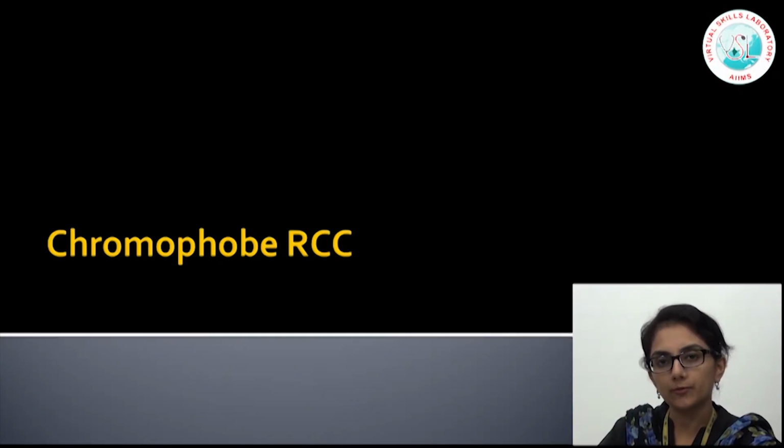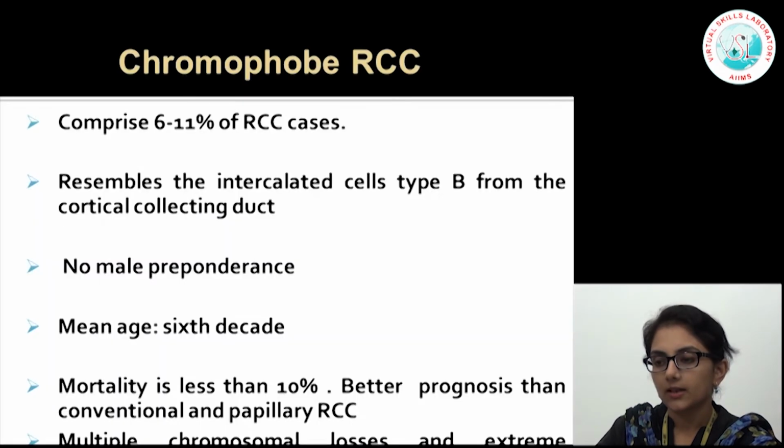Let's move on to chromophobe renal cell carcinoma. This comprises 6 to 11% of RCC cases. The cell of origin is thought to be from the intercalated cells of the collecting ducts. Males and females are equally affected. The mean age remains similar. And this has a better prognosis than both conventional as well as papillary renal cell tumors.